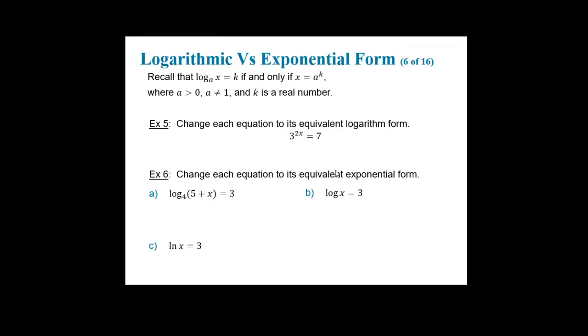Change each equation to its equivalent logarithmic form. So this is the way that I do it. I start with the base because I know that the base of my exponent is the same as the base of my log. So I know that this 3 in the exponent becomes a base 3 for my log. And then what do I do with my 2x and my 7? I'm just going to switch positions, right?